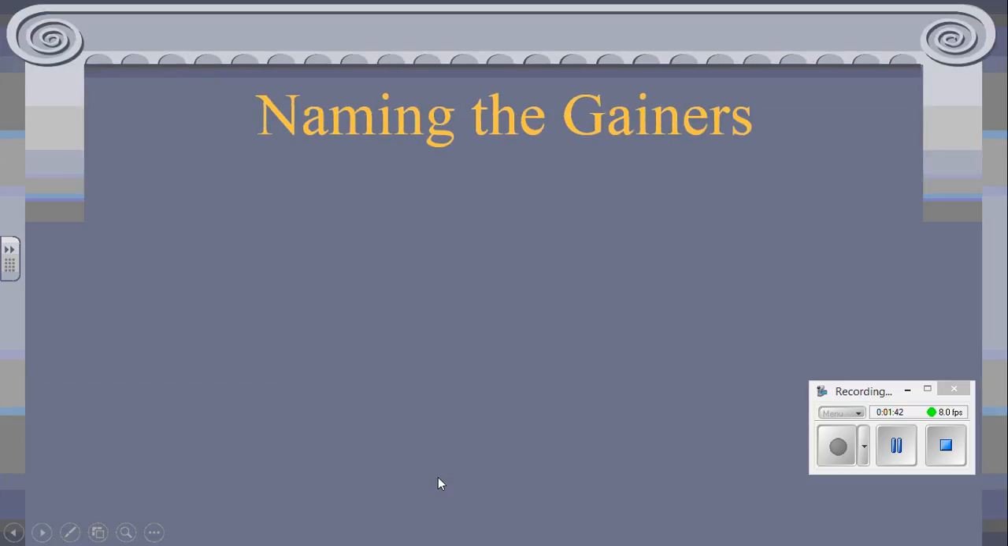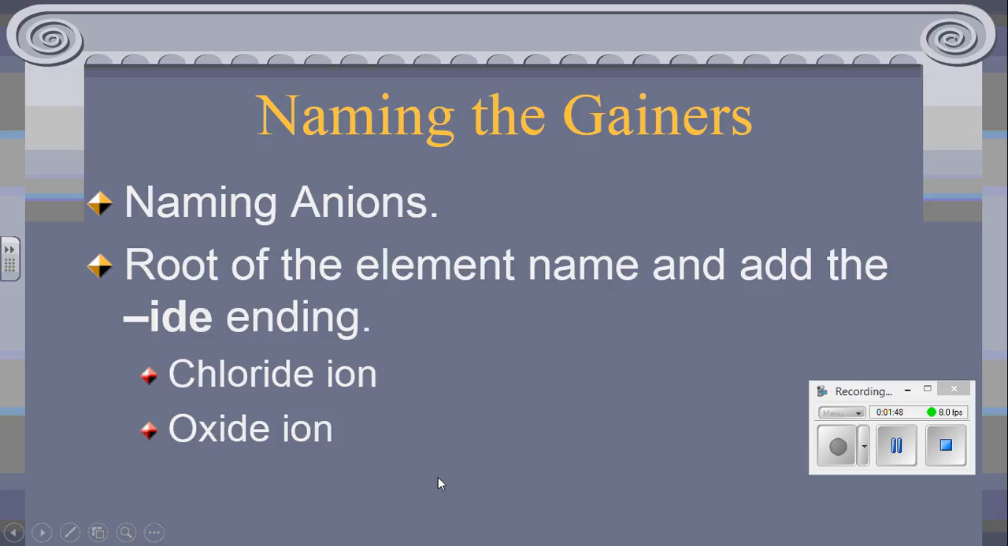So let's have a look at how we name these things. Anions have a more complicated naming system, because in these you have to take the root of the element name and then you add the "ide" ending. So ions that are composed of only one atom that have gained an electron always have the "ide" ending. So chloride ion, oxide ion. Some other things that might do this: bromine becomes the bromide ion, iodine becomes the iodide ion.